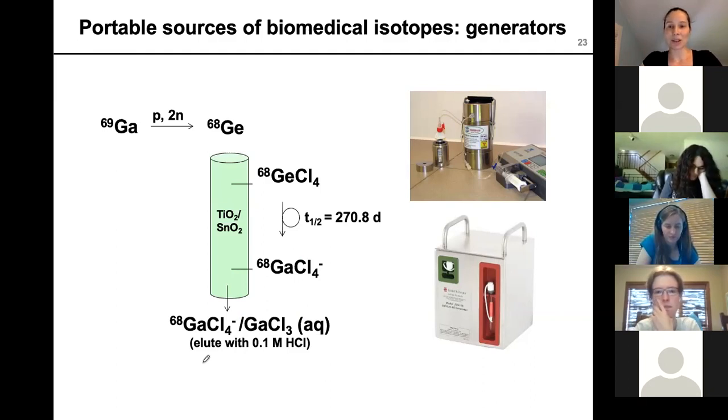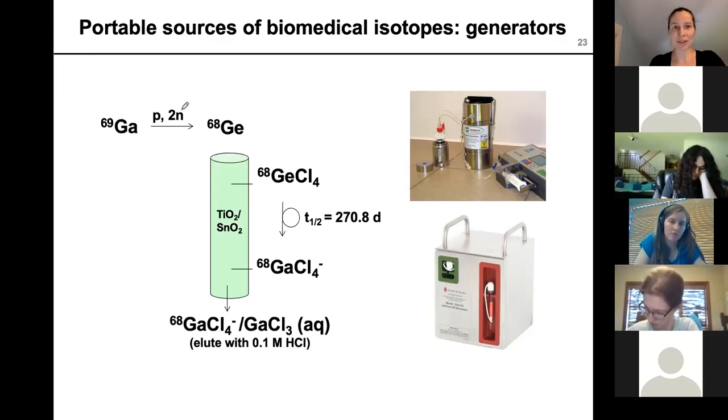One generator that's recently emerged, over the course of the last 5 years, is now becoming FDA approved, and the first tracers are now FDA approved with gallium-68. It's a PET isotope that has a fairly short half-life, 68 minutes. The reason it's so attractive is that we can have a portable source of this very short-lived isotope at a radiopharmacy at essentially any hospital that does nuclear medicine studies.